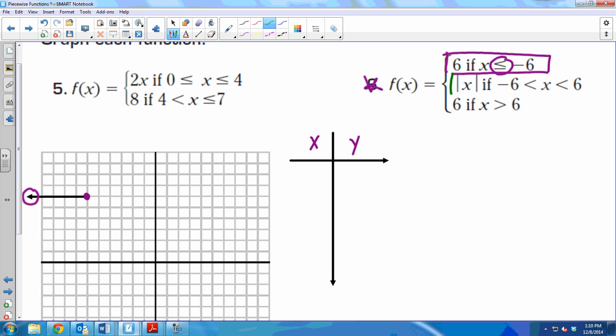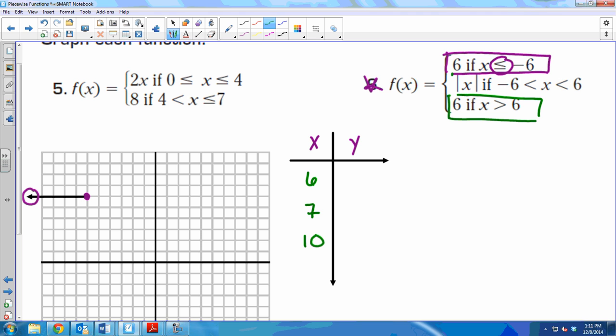All right, the next one. Actually, let's do the bottom one. It's almost the same thing. It says y equals 6 if x is greater than 6. So I do want to use 6, even though it's not going to be a closed point, because it's my boundary. So what other number should I use in my table? 7, 8, 9, etc. So 7.